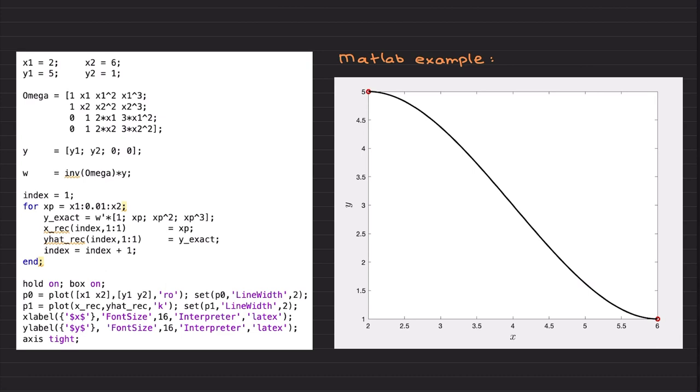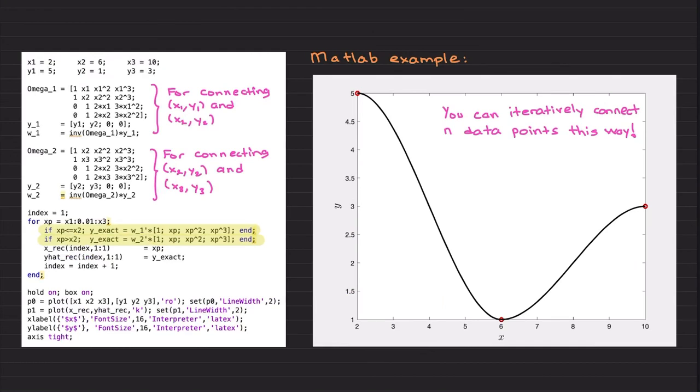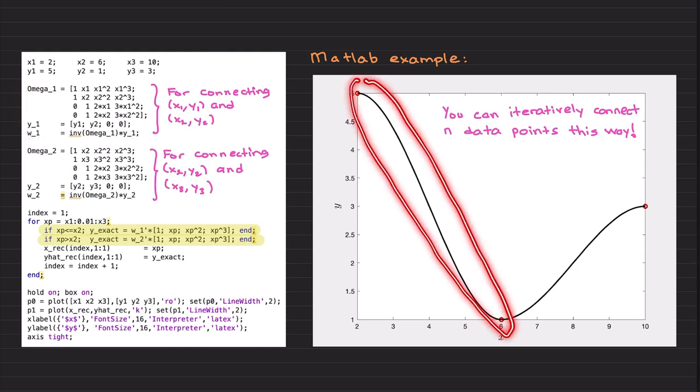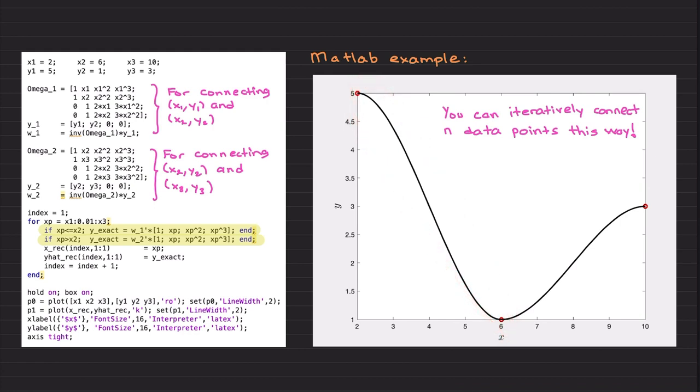The natural question you may have is, well, what happens if you have more than 2 points? Now I would like to connect 3 points, and the answer is really simple. I use the same code. Now I have 3 points shown here. I am going to do this process that I showed you in the previous slide twice. First, I am finding an omega, y1 and w1 that connects these 2 points. And then I am using exactly the same formulation, but instead of using x1 and x2, I am using x2 and x3. Instead of using y1 and y2, I am using y2 and y3. So this second part of the code is connecting x2 and x3.